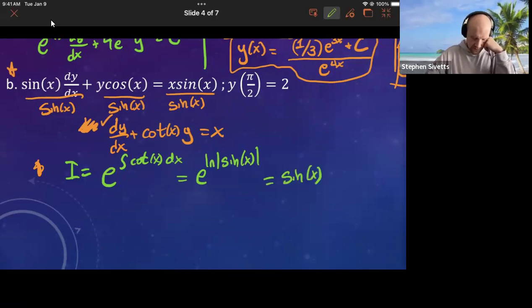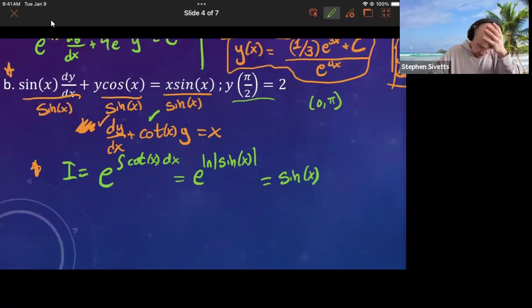So this function is defined where cotangent is defined, right? So typically we want to use 0 to pi, right? That's the domain of cotangent. And we know that sine is positive on 0 to pi, right?